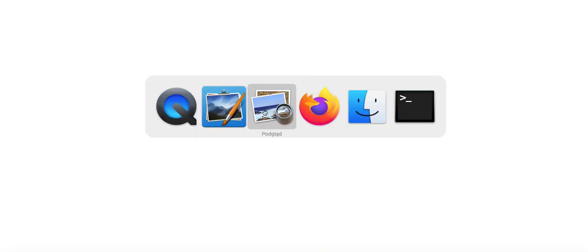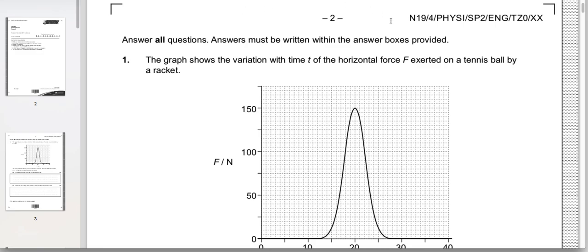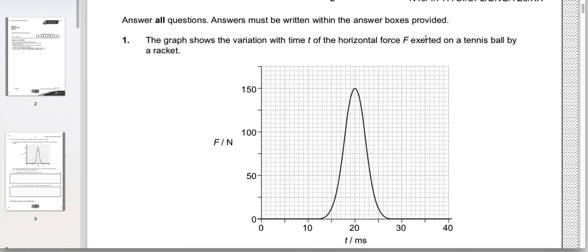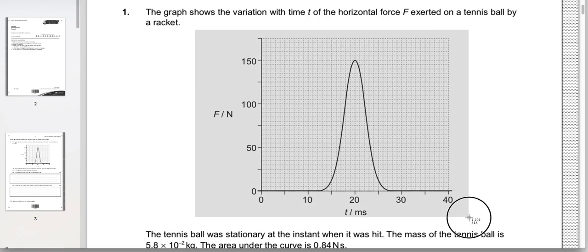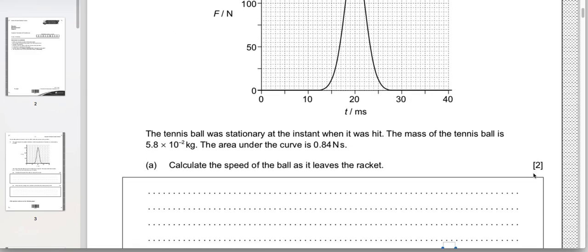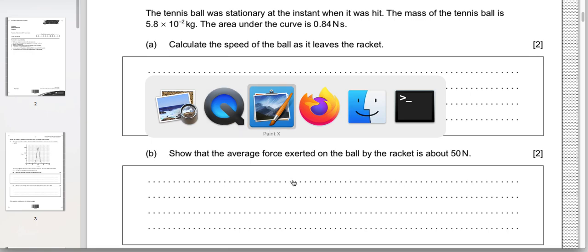So let's start. Again, this is the first exercise from the November 2019 session. The graph shows the variation with time of the horizontal force exerted on the tennis ball by a racket. I'm going to copy this picture. The tennis ball was stationary at the instant when it was hit. The mass of the tennis ball is 5.8 times 10 to the power of minus 2 kilograms. The area under the curve is 0.84 newton seconds. You have to calculate the speed of the ball as it leaves the racket and show that the average force exerted on the ball is around 50 newtons.